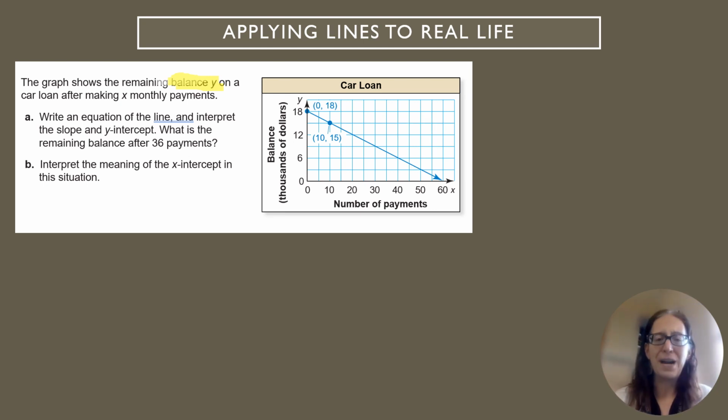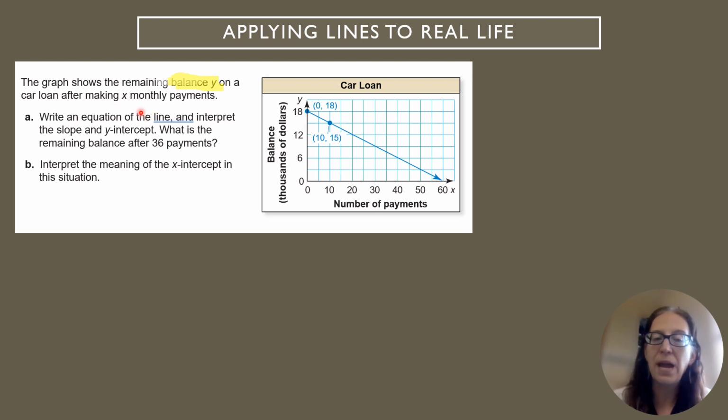So if you're going to buy a car, you might need to take out a loan. And so the bank loans you some money. And then what you need to do is pay back that loan. As you do that, the amount of money you owe is going to go down. That amount is called your balance. Now, when they say balance Y, that means balance is going to go on the Y axis. So the numbers on your Y axis are how much money you owe, in thousands of dollars. So this number where it says 18 means you owe $18,000. When you get down here, it means you owe $0. This number here, you owe $6,000.